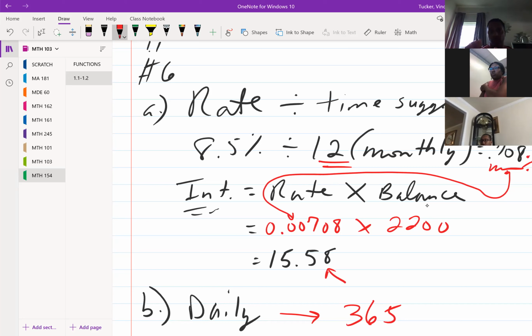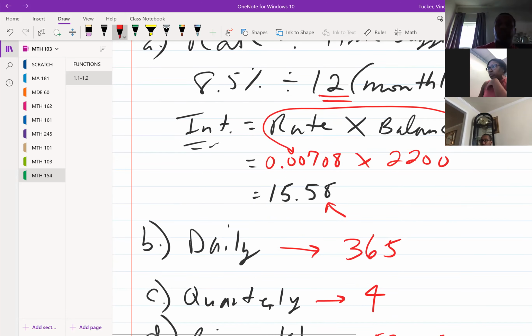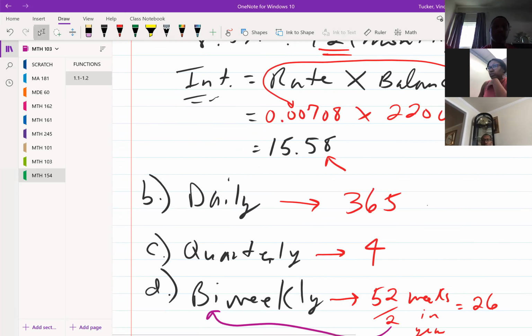So they asked for the monthly rate. So you divide it by 12. Then you take that monthly rate times the balance to let you know how much interest is earned per month. So now if they want you to do the daily rate, you would divide it by 365 and follow the same process. Whatever number you get from that, move the decimal place over 2, and multiply times the balance.